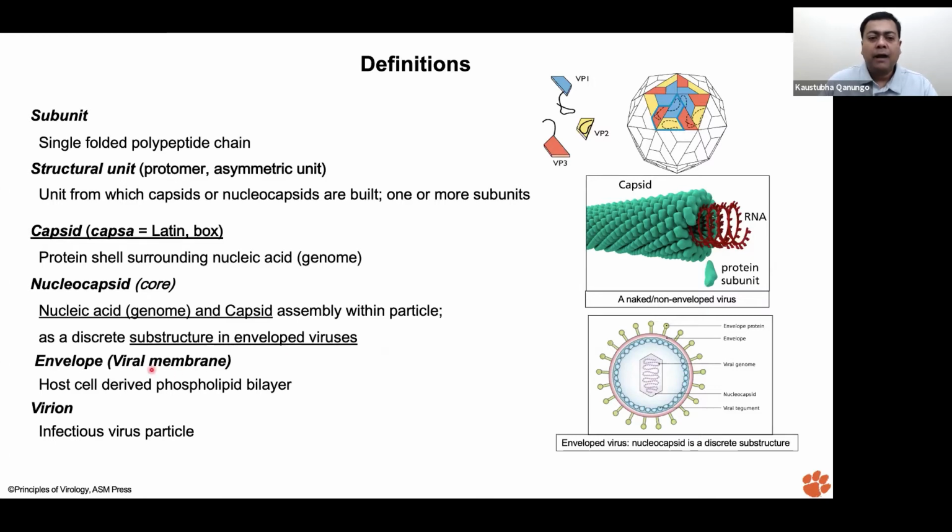An envelope is the viral membrane, and this is a host cell-derived phospholipid bilayer, and it does not necessarily mean that this is a part of the plasma membrane. Remember that this envelope can be derived from the endoplasmic reticulum, from the nuclear membrane, or any kind of membrane that is present in a cell. And the virion, we already know, the definition is the infectious virus particle.